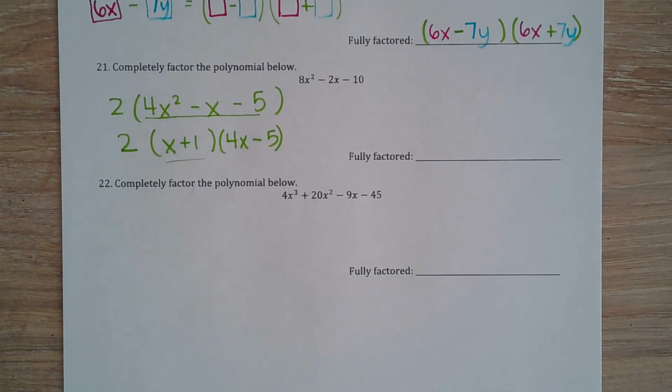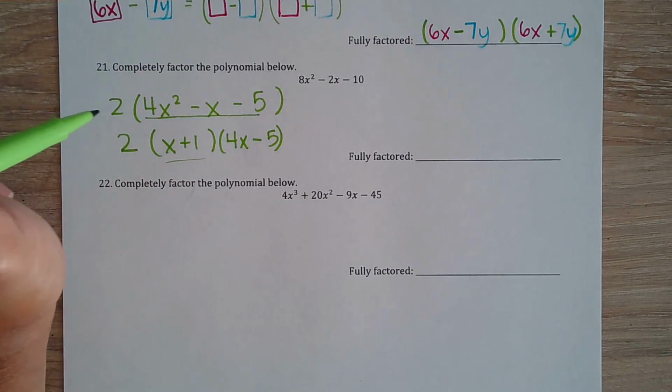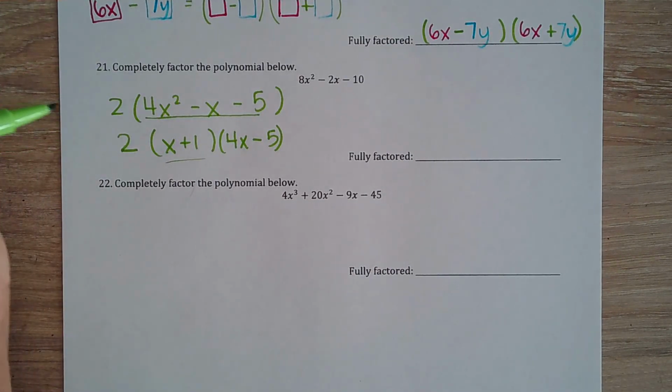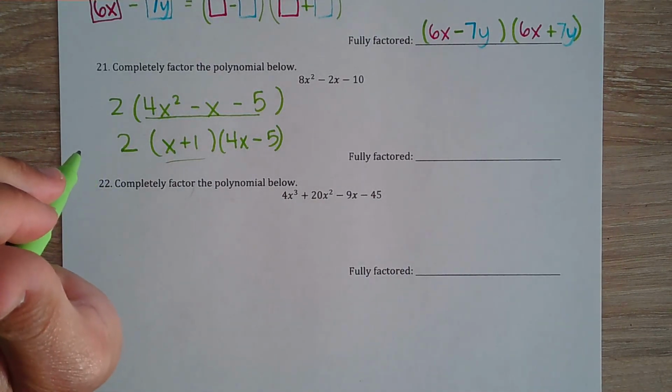Another mistake I noticed some students making is they don't factor out the greatest common factor first. So they didn't factor out a 2. I won't take too many points off, but I don't want you guys losing easy points. So remember, I told you guys to always factor out a greatest common factor first.